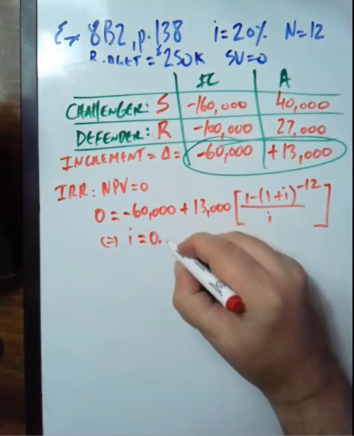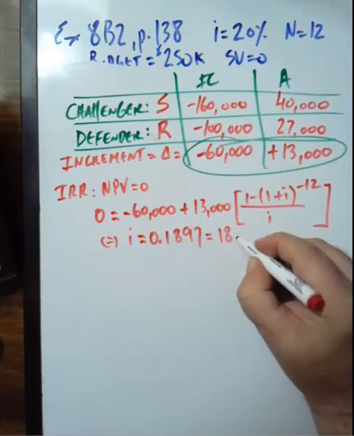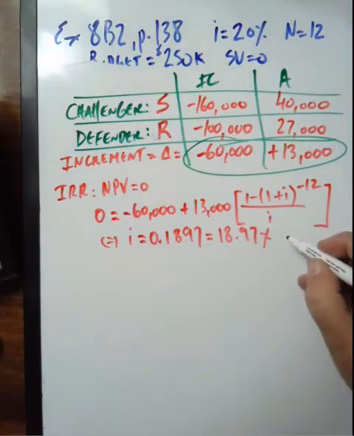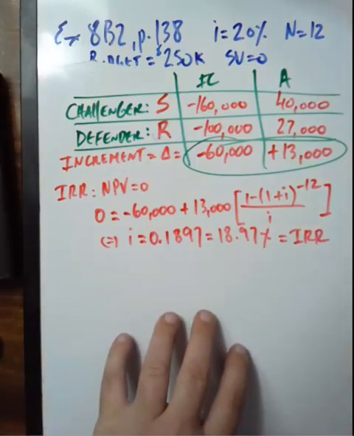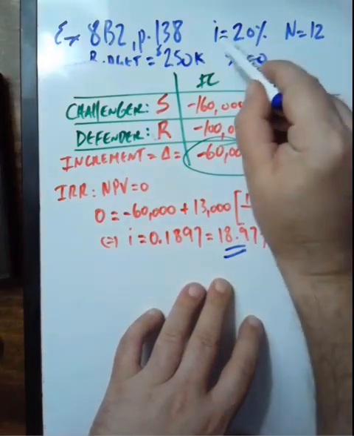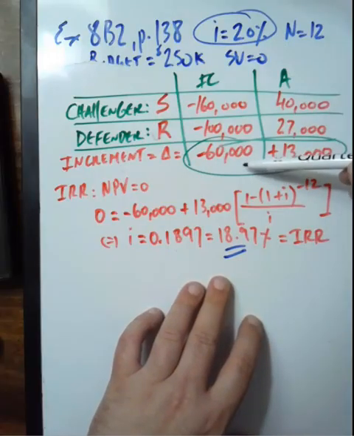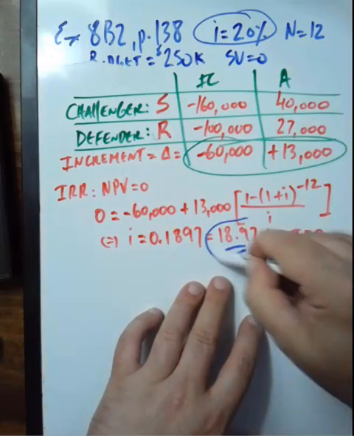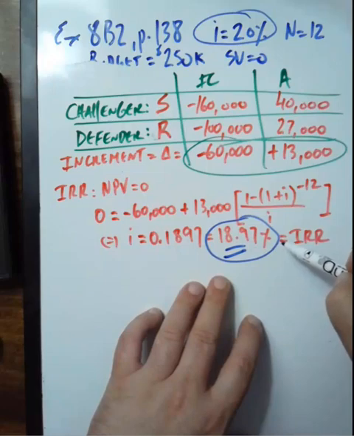And the result is 0.1897, the same as to say 18.97%. This would be the internal rate of return. So is it worth it? And the answer is no. Why? Because our minimum acceptable rate of return is 20%. Investing an extra 60,000 for an extra 13,000 in annuity has an internal rate of return of only about 19%.